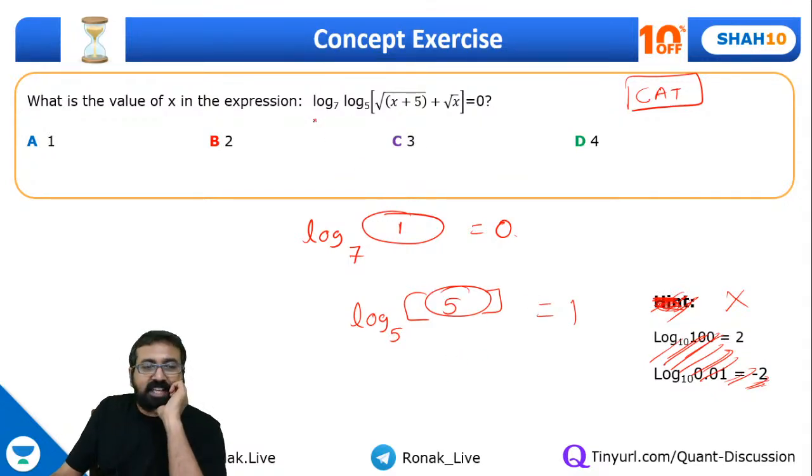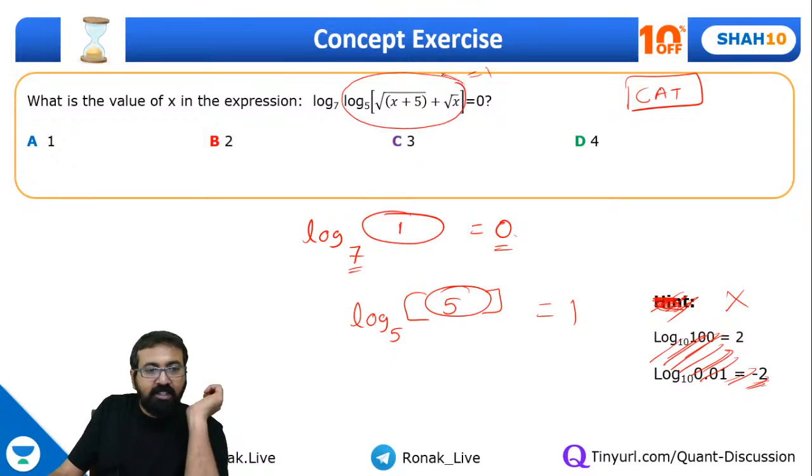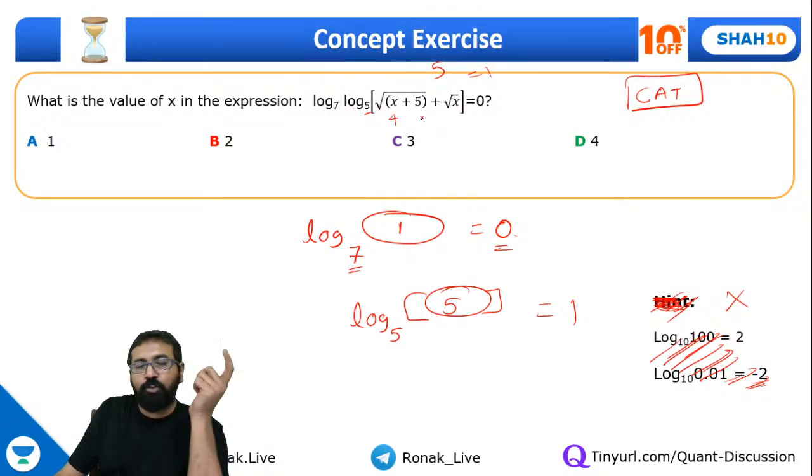Guys, please understand, log of 1 with base 7 is going to be 0. So you need to bring this part to be 1. This has to be 1. For that, can I say this has to be 5? Only then log of 5 with base 5 will be 1. So for what value of x will I get this as 5? Can I take x as 4? 5 plus 4, 9. Square root of 9 is 3, and square root of 4 is 2. 3 plus 2, 5. Log of 5 with base 5 is 1, and log of 1 is going to be 0.